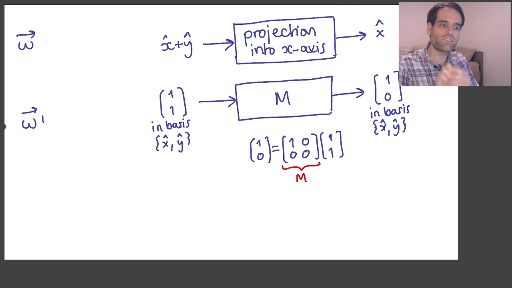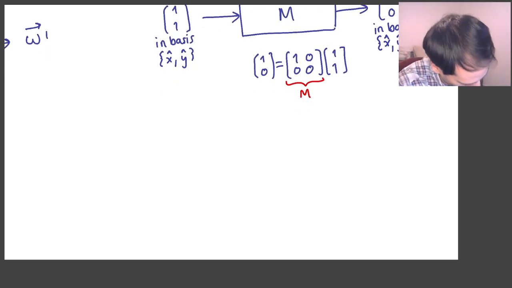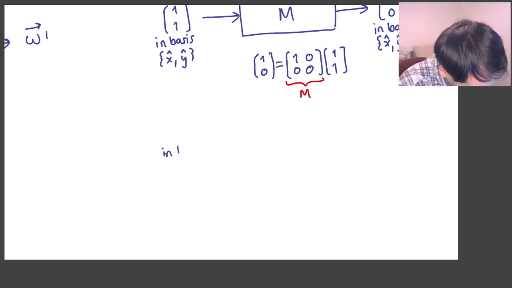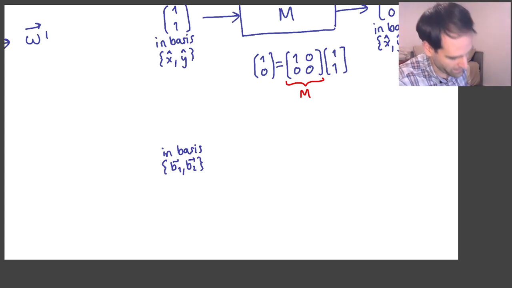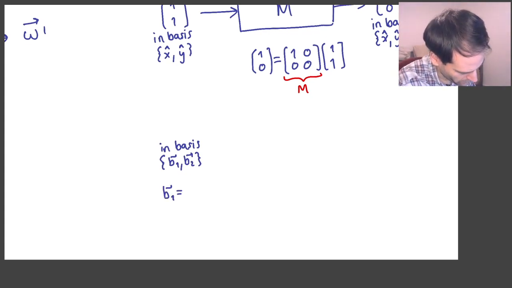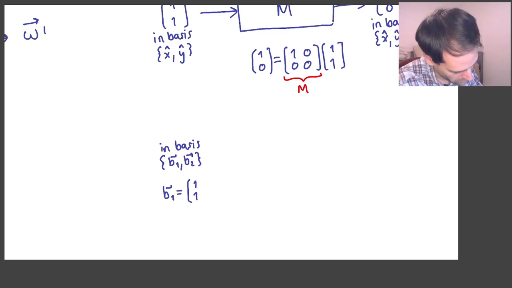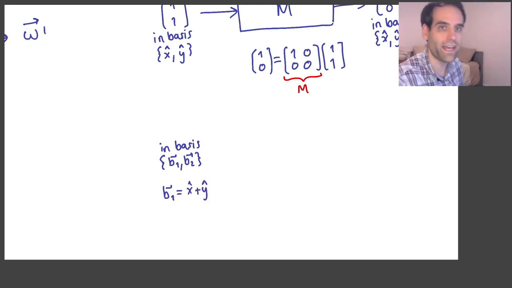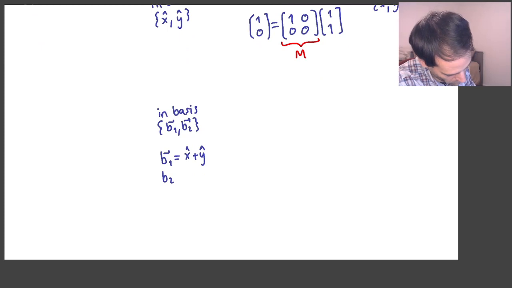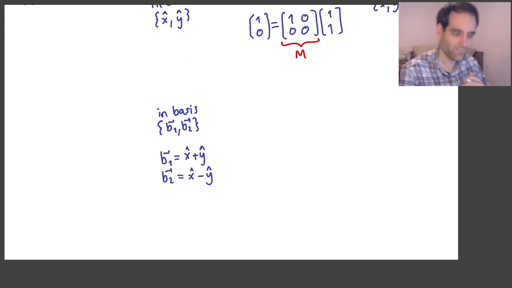Now, what if we write the vectors in a different basis? Why don't we use the basis b1, b2? And let's say that b1 is equal to the vector x hat plus y hat, while b2 is equal to the vector x hat minus y hat. Okay, this is a valid basis.